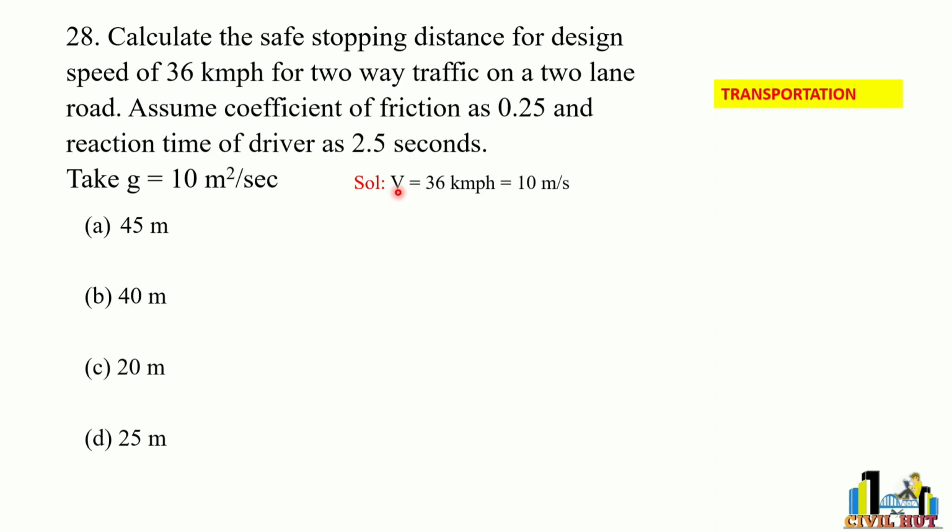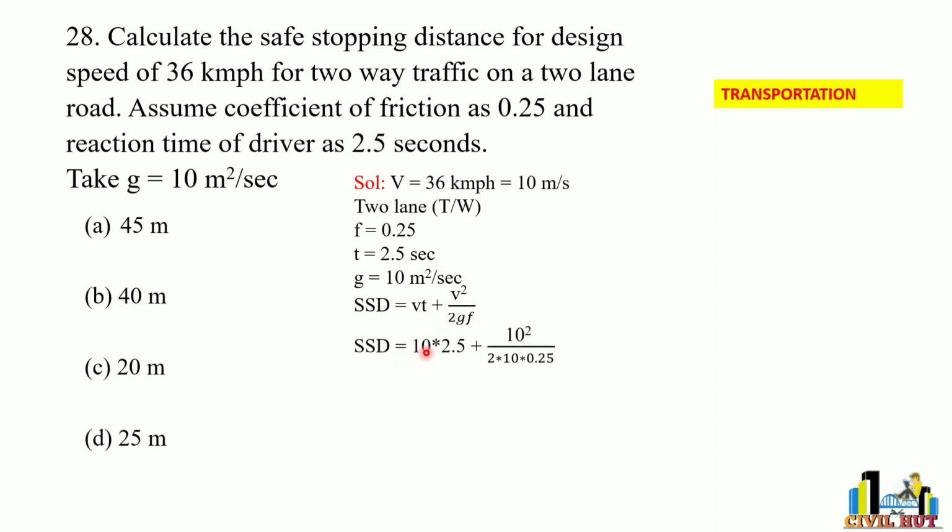V equal to velocity equal to 36 kmph. It is converted to meters per second, 10 meters per second. Next, two-lane, two-way traffic. Next, f equal to 0.25, coefficient of friction. t equal to reaction time of a driver equal to 2.5 seconds. We know that take g equal to 10 meters per second square. Stopping sight distance equal to Vt plus V square by 2gf.